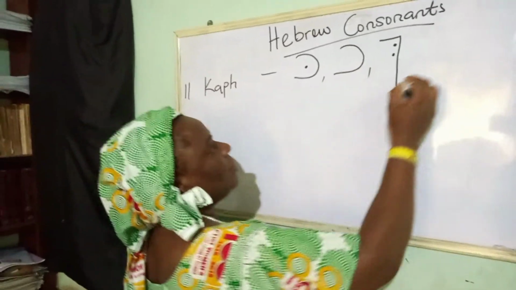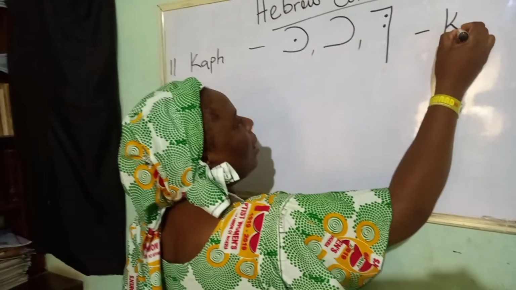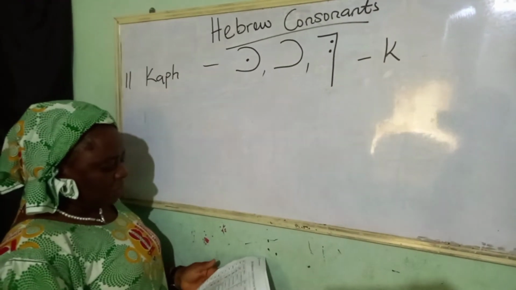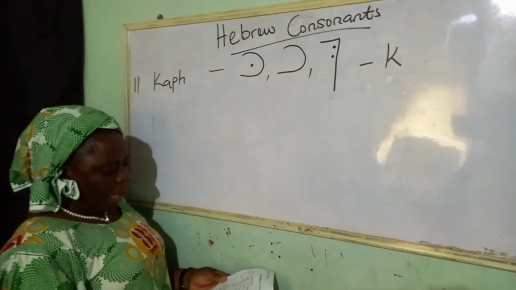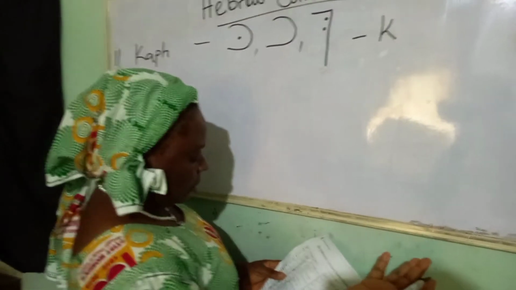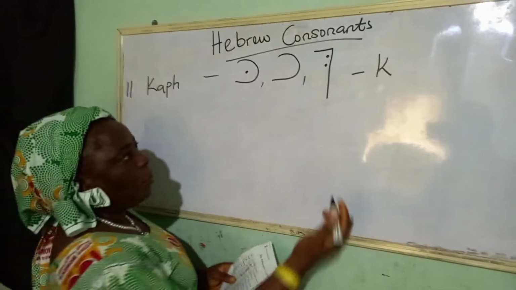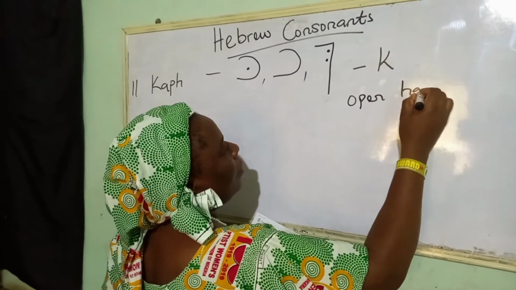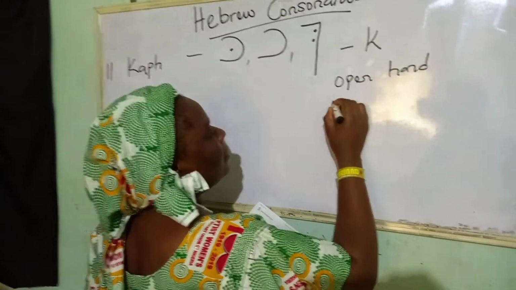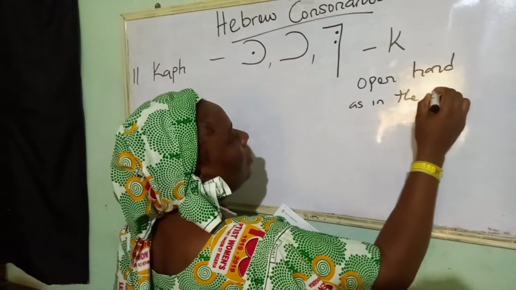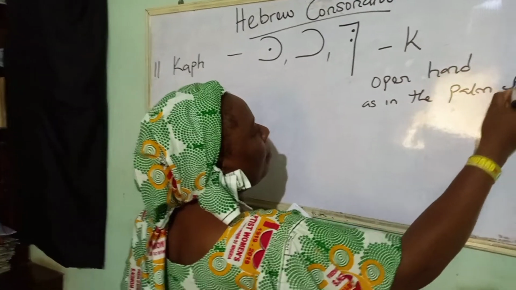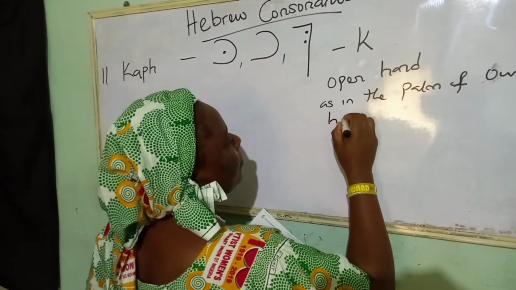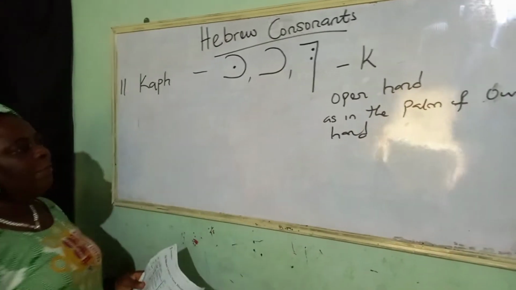It is pronounced as K, and the meaning of Kaf is like an open hand, as in the palm of our hand. That is Kaf.